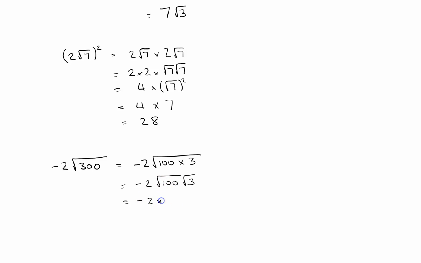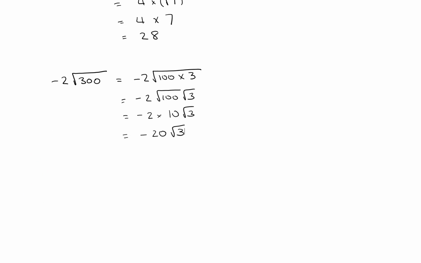100 square rooted is 10. And now we can multiply our integers together. So we've got minus 20 root 3. Let's look at an example using a bracket.